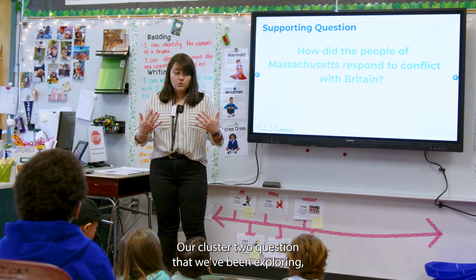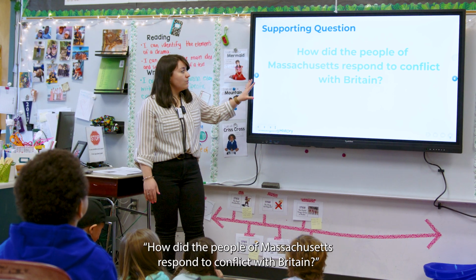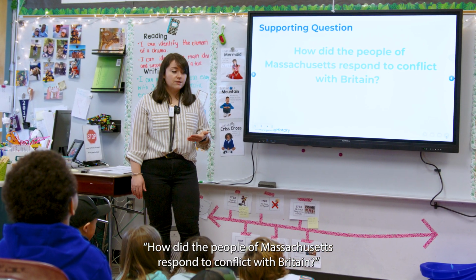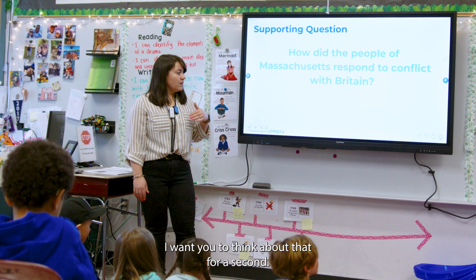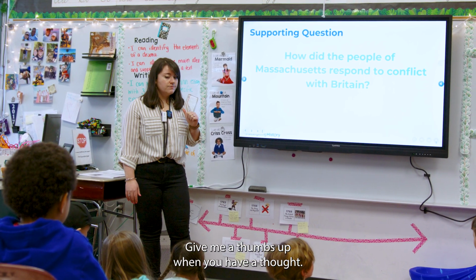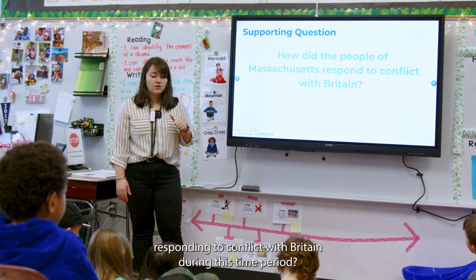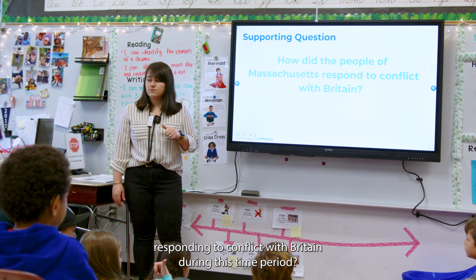Our cluster 2 question that we've been exploring: how did the people of Massachusetts respond to conflict with Britain? I want you to think about that for a second. Give me a thumbs up when you have a thought. How are the people of Massachusetts responding to conflict with Britain during this time period?